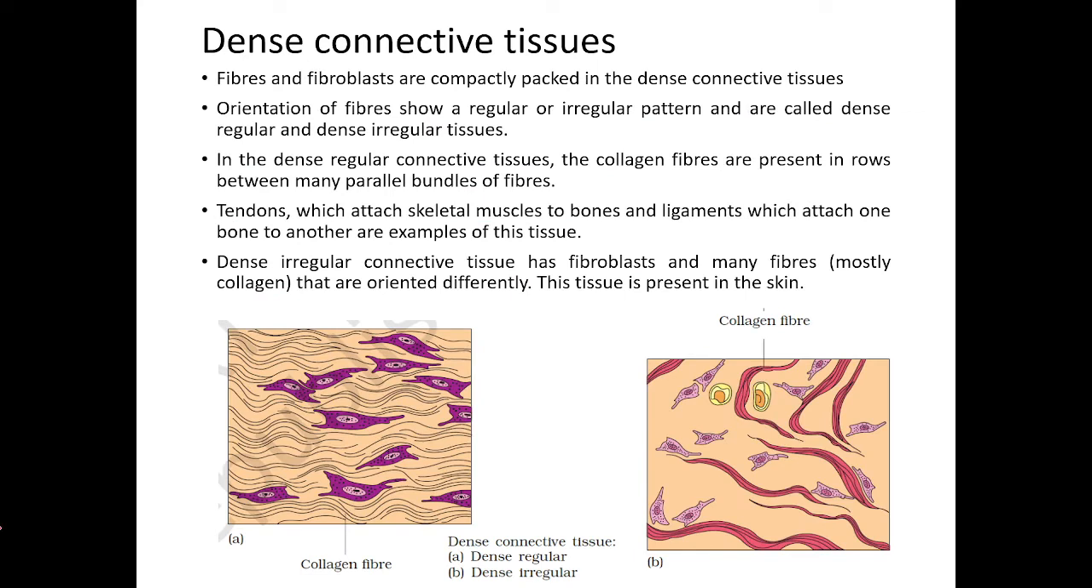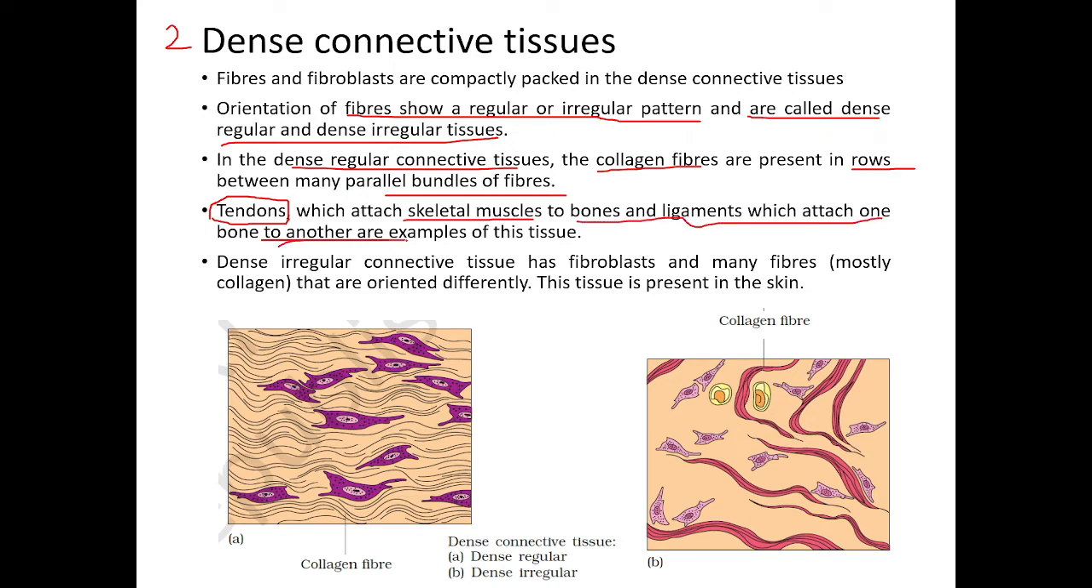Dense connective tissue. Fibers and fibroblasts are compactly packed in the dense connective tissue. This is the second type. The orientation of fibers shows a regular or irregular pattern and they are called dense regular and dense irregular tissue. In the dense regular connective tissue, the collagen fibers are present in the form of rows, in between many parallel bundles of fibers. The next one, the tendons, are present. The tendon, which attaches skeletal muscles to bones, and ligaments, which attach one bone to another, are examples of this tissue.